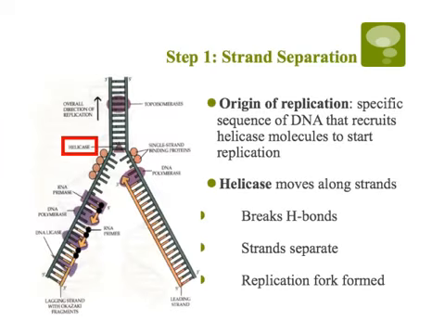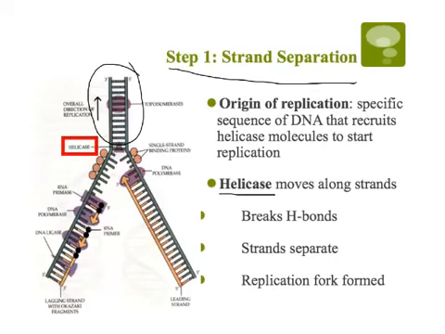So the first step is strand separation. Originally my DNA molecule, one strand is bonded to the other side. But what's going to happen is the enzyme helicase, which is represented by this purple triangle right here, moves along kind of like a zipper and just unzips the DNA strand. So now the two strands are separated.